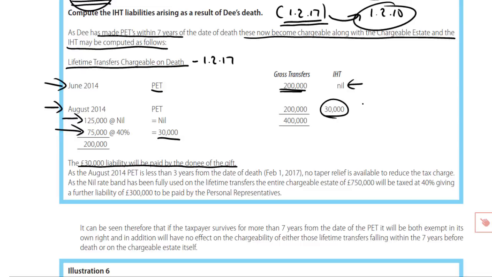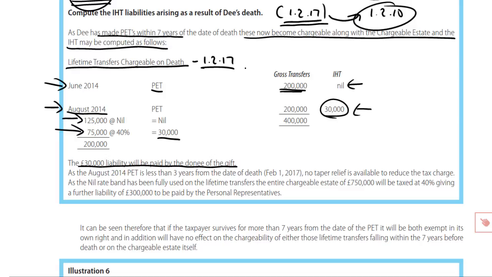And as we've said, there is no taper relief to go against that £30,000, no reduction for taper relief, because we haven't survived for the requisite 3 years prior to that date of death. We have survived for less than 3 years. August 14 would have had to have survived until August 2017 to have benefited from any taper relief. Sadly, it didn't happen. As we know, we killed young D off on the 1st of February 17. So the £30,000 liability will be payable, and will be payable by the donee of the gift.